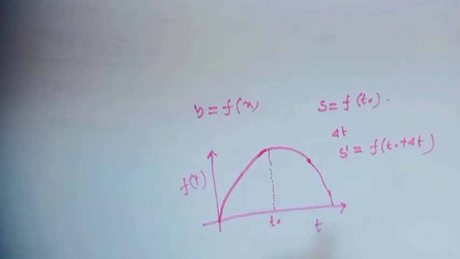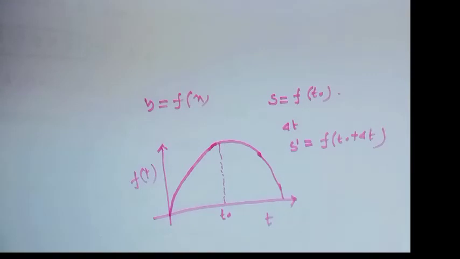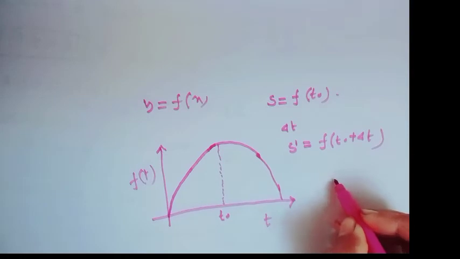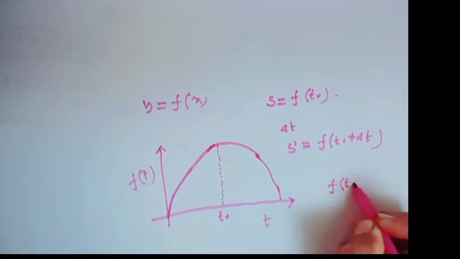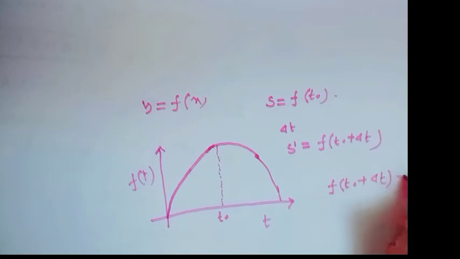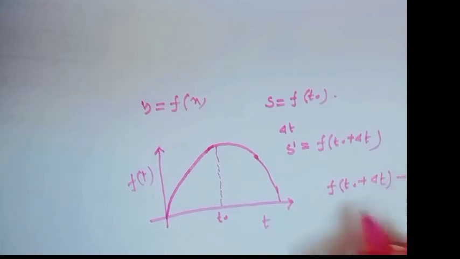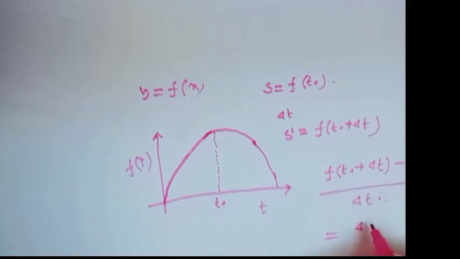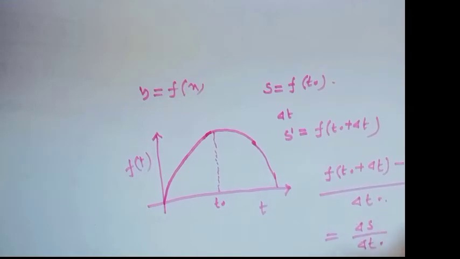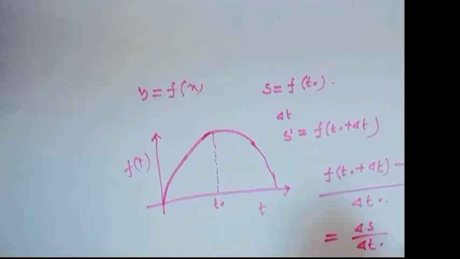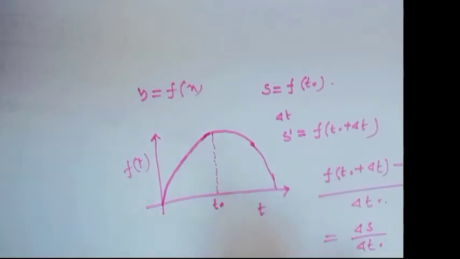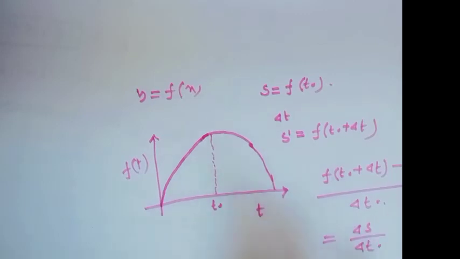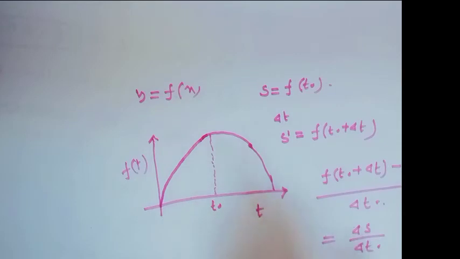So, what will be the average velocity? The average velocity will be f of t naught plus delta t minus f of t naught, over delta t, and this is equal to delta s over delta t. So look at the distance a few seconds before and a few seconds after, and at 1:50 p.m. the train did have a velocity.